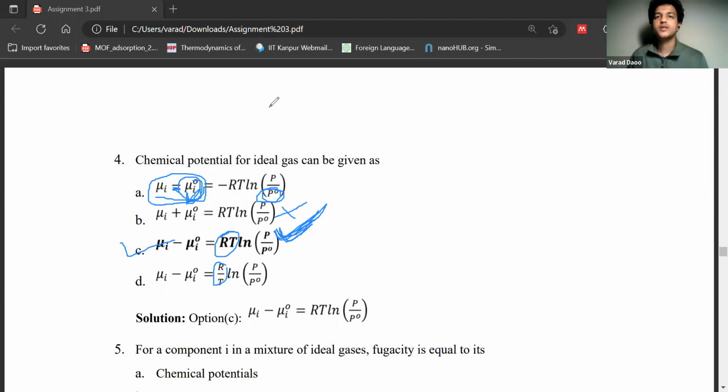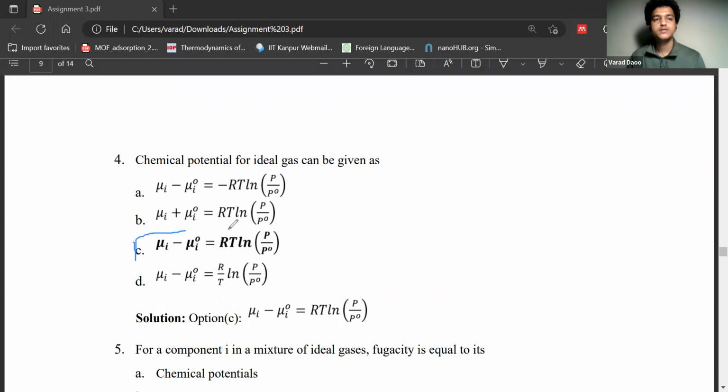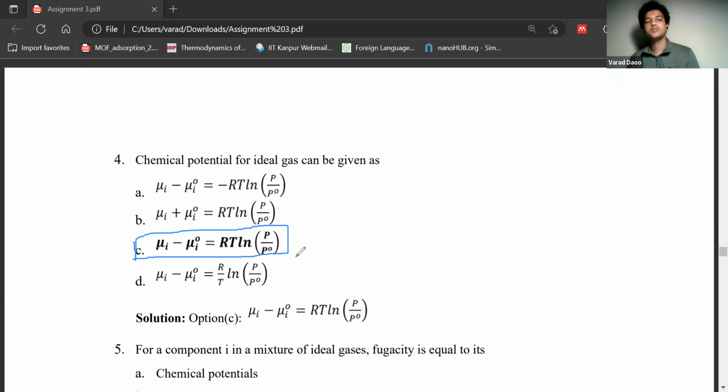So there are many ways of approaching this thing. The best way, if you know it, is this: this is nothing but the Lewis fugacity rule, right? Mu minus mu naught equal to RT ln(f/P). Okay, straight away, does anybody have any question? If you don't have any questions, we'll move on to the next question.